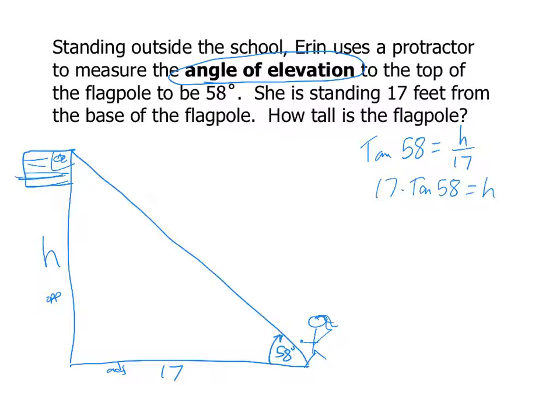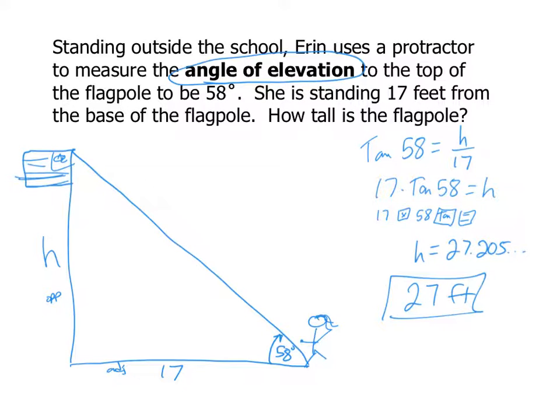Remember, if you're doing it on your phone, you're typing 17, the multiplication button, 58, then hitting the tan button, and then equals. When you do all that, you should probably get that h is about 27.205. I'm looking at my calculator. So let's say it's about 27 feet. That might be a good value. I would tell you what to round to. I'm not worried about the rounding. I'm worried about you being able to write a trigonometric equation and solving it. So new vocab, angle of elevation. Let's keep rolling.